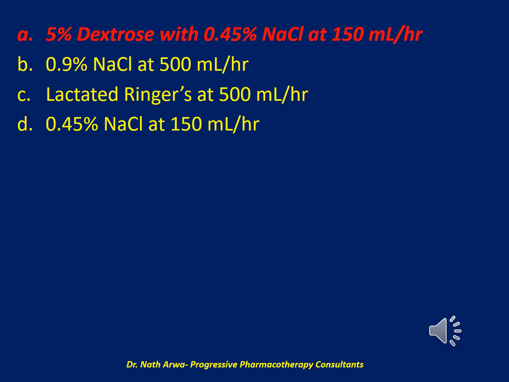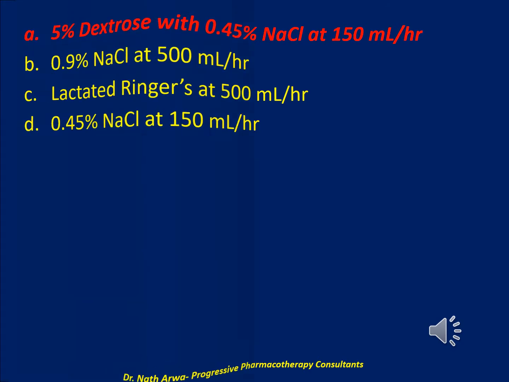The IV fluid should be changed to 5% dextrose with 0.45% sodium chloride solution at 150 to 250 ml per hour. Therefore, changing the IV fluid to 5% dextrose with 0.45% sodium chloride solution at 150 ml per hour is appropriate for this patient. Please proceed to the next question.